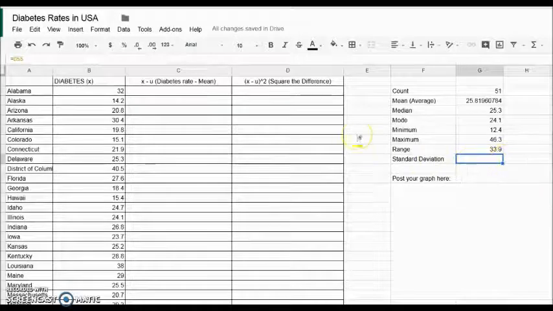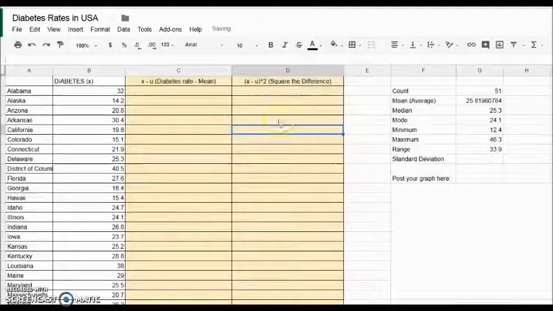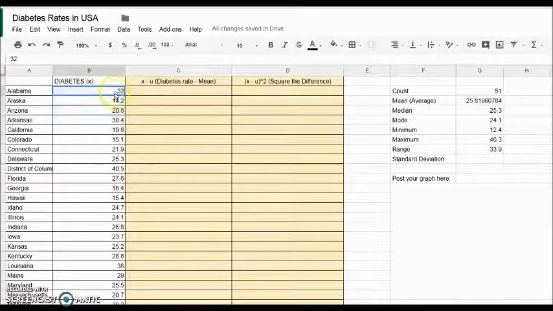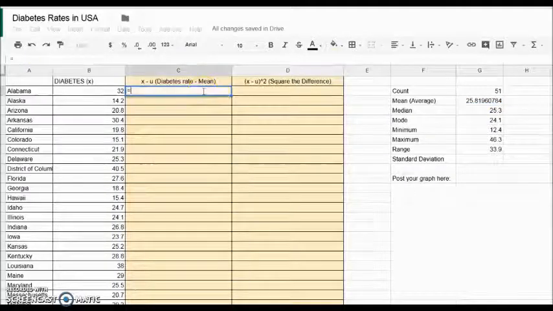Okay, now standard deviation. That actually comes from column C and column D. I'm just going to put some color to it. The first step is x minus u. What's my x? It's all your diabetes rates, every individual rate. And what's my u? The mean, 25.819. So you do B2, which is Alabama, minus U2, which is my mean. You just click on the mean.